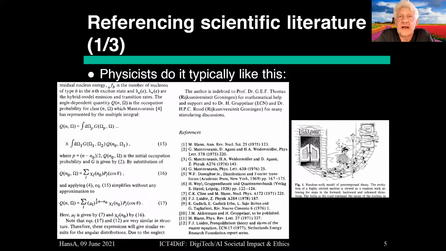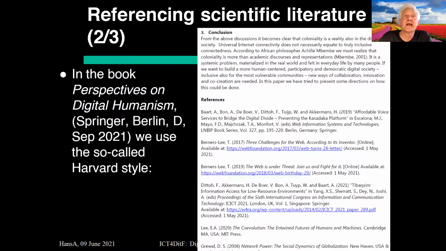This is an example, actually, from physics. And you see just short numbered things. This is an example, and Maria referred to that, the digital humanism book. Here, the editors have decided to use the Harvard style. That is different. For example, you do not give references a number, but you give the author and the year. And also the format: you do it alphabetically, and you start with the family name, and so on and so on.